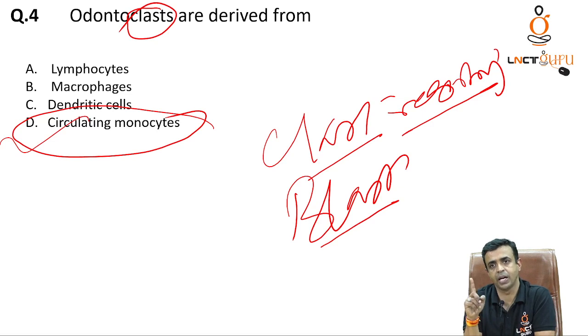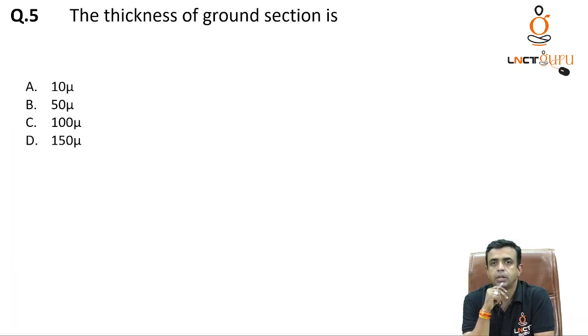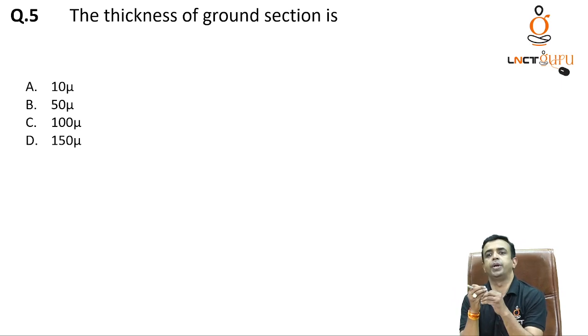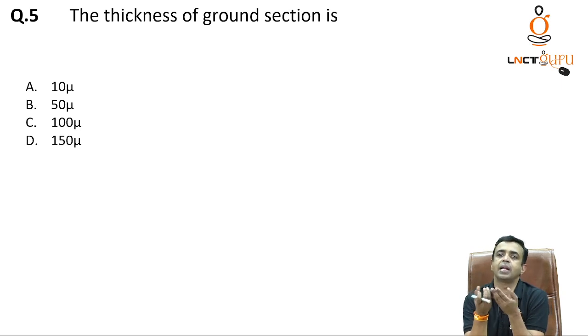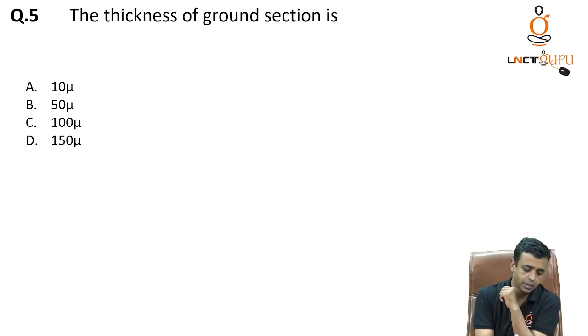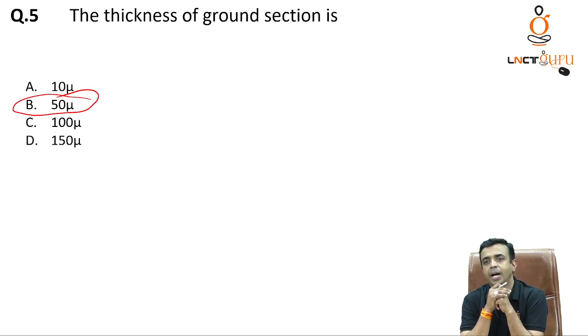Lymphocyte is an inflammatory cell, macrophage is an inflammatory cell, dendritic cells are the cells which show dendrites. So circulating monocytes combinedly form the clast cells. The thickness of the ground section is, again, there is nothing to explain here. What is a proper ground section? A proper thickness of the ground section is when the light can pass through it. That ground section should be that much thin, simply the microscopic light should pass through this, and it should be 50 microns. So option C is the correct, 50 microns.